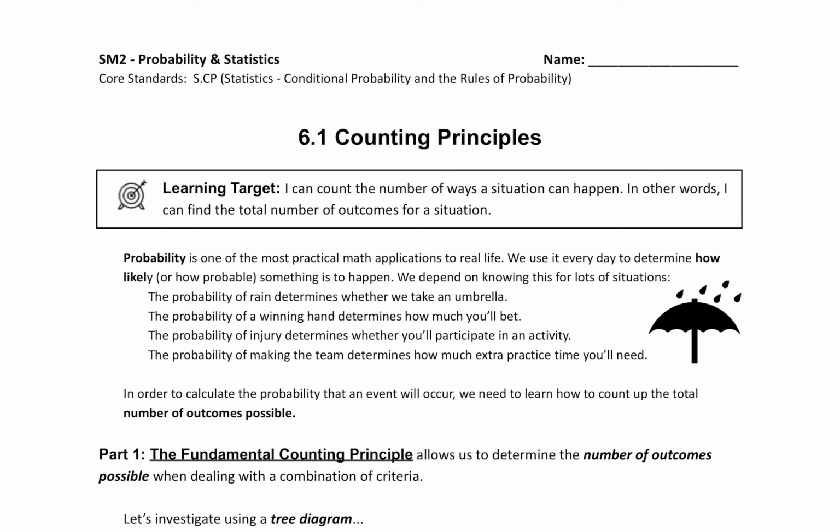Okay, so today we're going to be starting a new unit on probability and statistics. Today's section is 6.1, the counting principles. So we're going to be looking at finding the total number of outcomes for a situation.